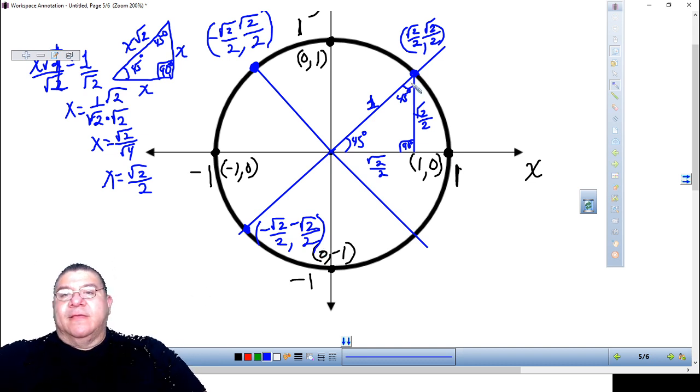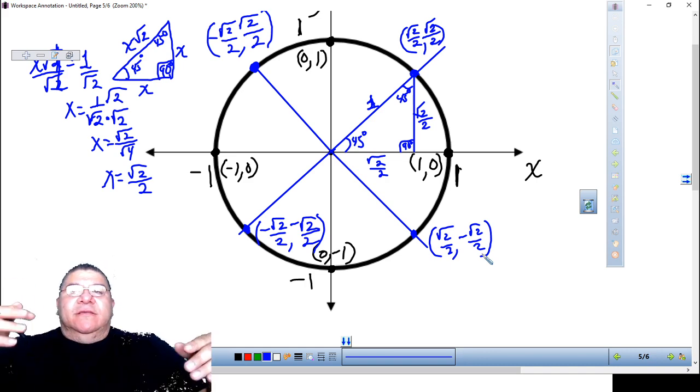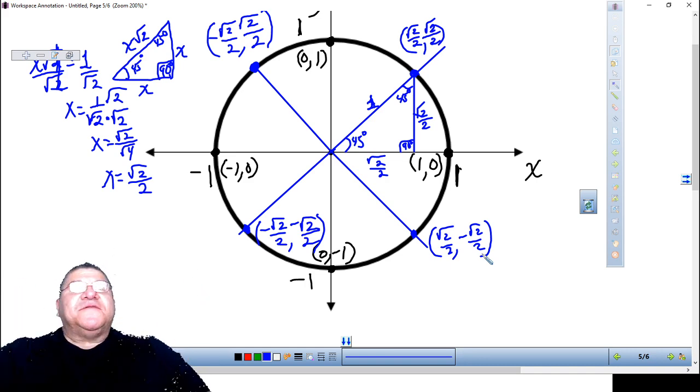Alright, let's go this way. What is the x value up to right there again? Square root 2 over 2, comma, and what's the y value? Negative square root 2 over 2. So far so good? Yes, Mr. Q. Alright, good. So far so good up to right there.